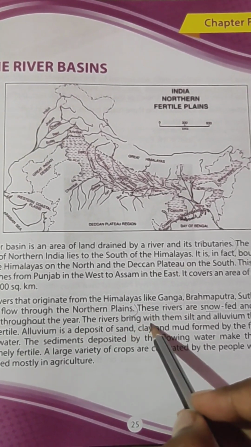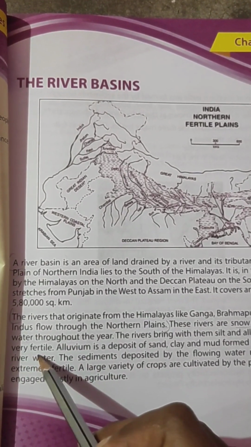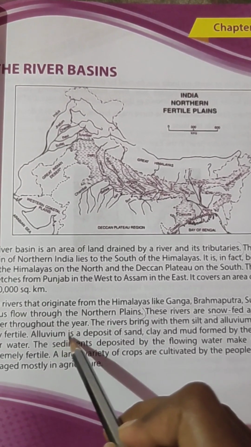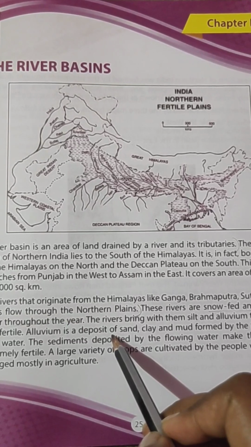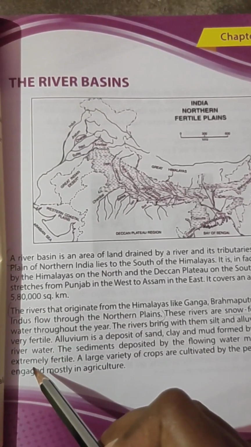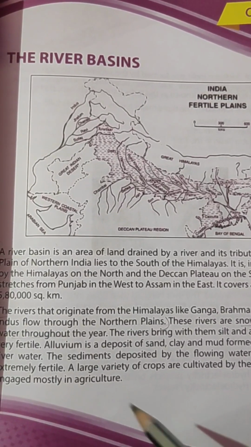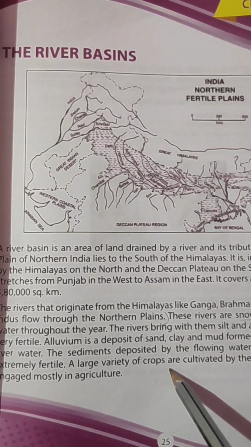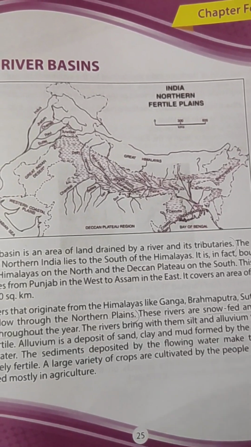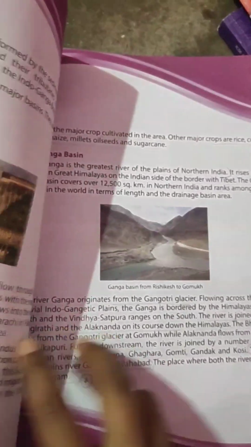Okay, the rivers bring with them silt and alluvium. They are very fertile. Now what is alluvium? Alluvium is a deposit of sand, clay and mud formed by the flowing river water. Now this alluvium, these sediments, are very fertile, and that's why a large variety of crops are cultivated by people who are engaged mostly in agriculture.